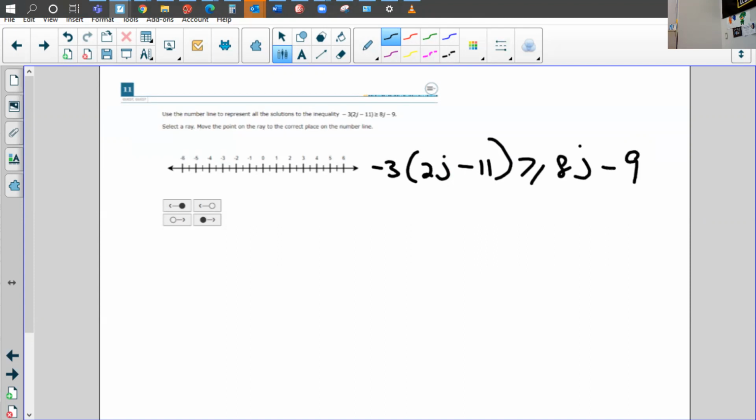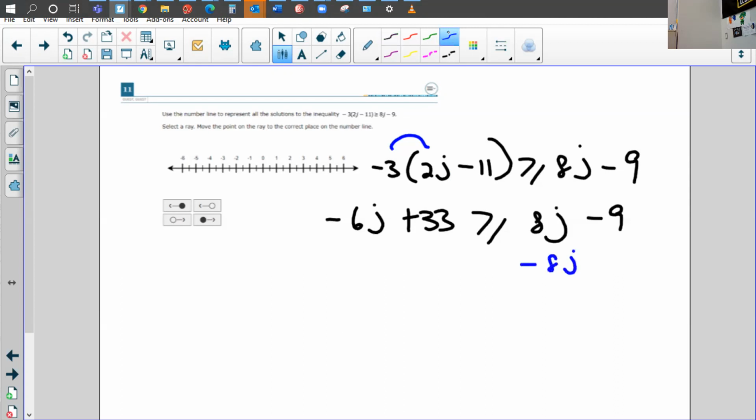Unfortunately, you can't use the calculator for this one, menu 3-1. You've got to solve it algebraically. So we're going to distribute now. That gives me minus 6j plus 33 is greater than or equal to 8j minus 9. I'm going to move my j to the right side, so I'm going to minus 8j on both sides.